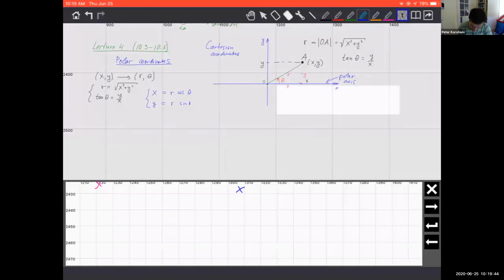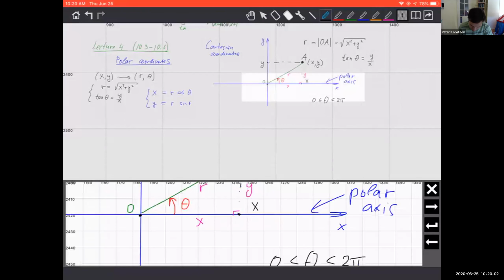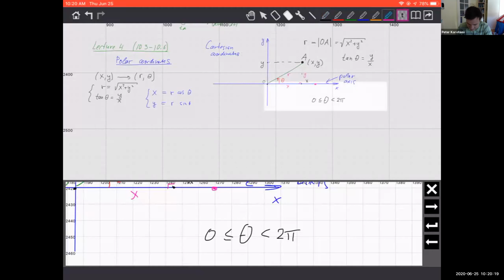Now, let's actually fix theta to go between, in fact we should start with that, between 0 and 2 pi. And you can see here, I do not include the boundary with 2 pi, so that all points on the polar axis, say this point, will be characterized only with angle 0, not also 2 pi. Okay, what else? So modulo this comment by Jonathan, which we fixed by restricting the range of theta.